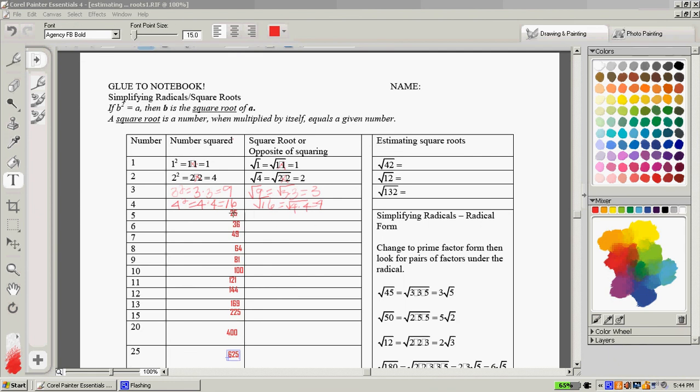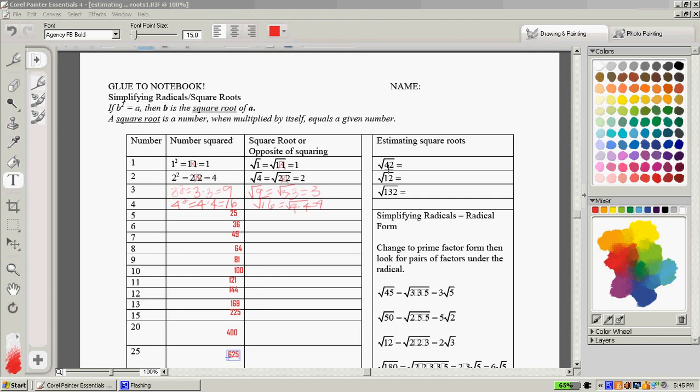Okay, so I went ahead and filled out some of the numbers in these columns. Like 5 squared is equal to 25, 6 squared is equal to 36, and so on and so forth. Now this chart is really good in helping us estimate the value of these square roots. So I want you to go to the top right hand corner of your paper where it says estimating square roots, and I'm going to show you how this works.